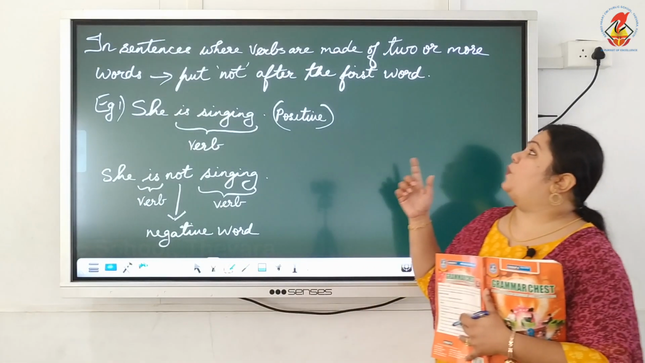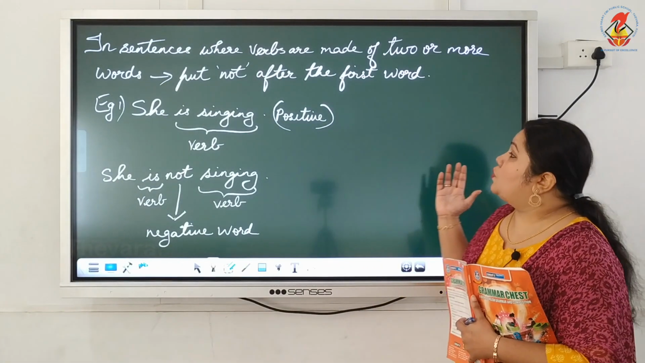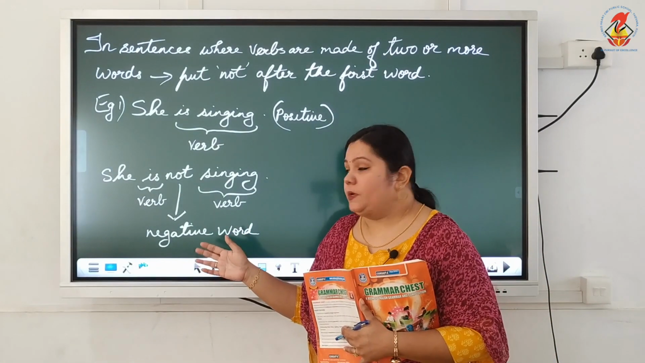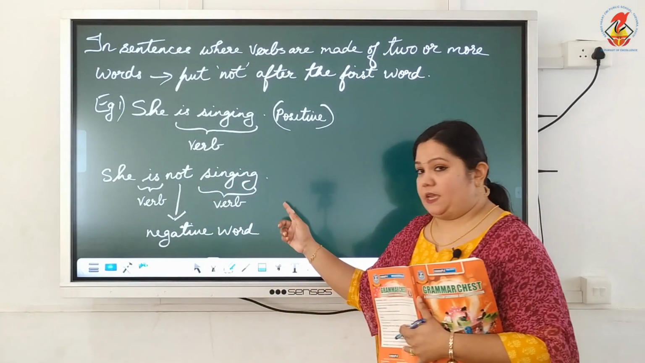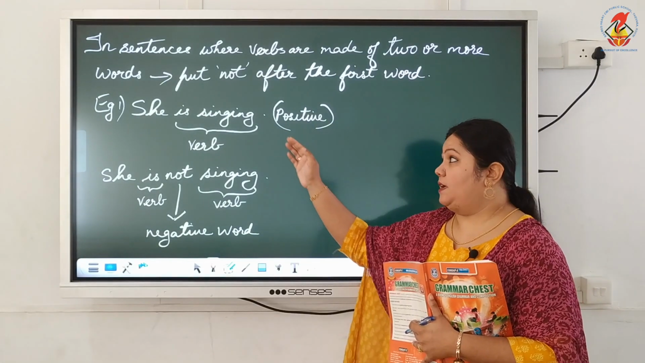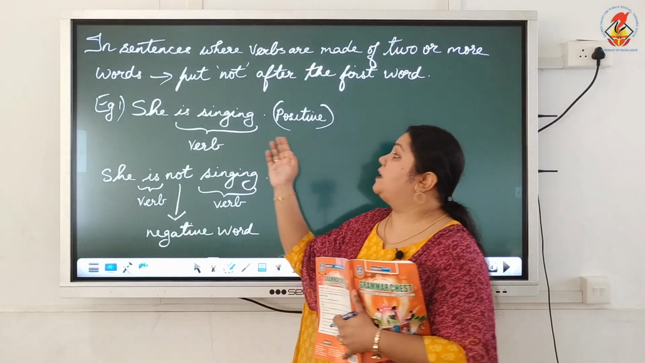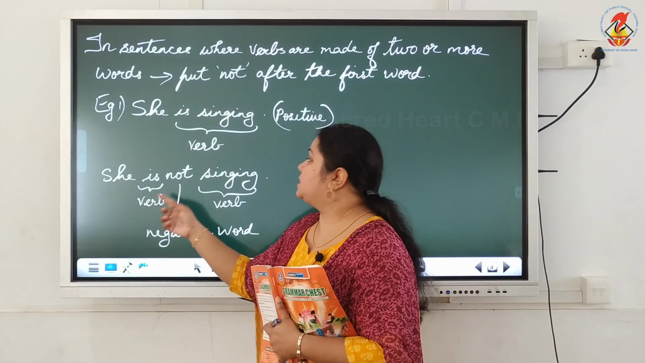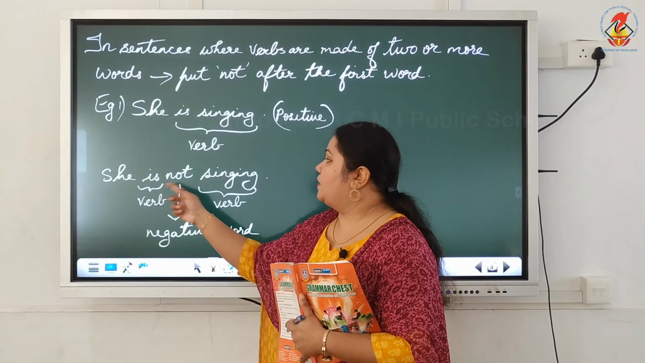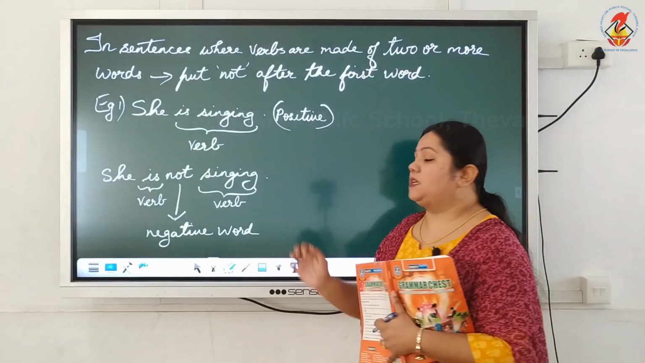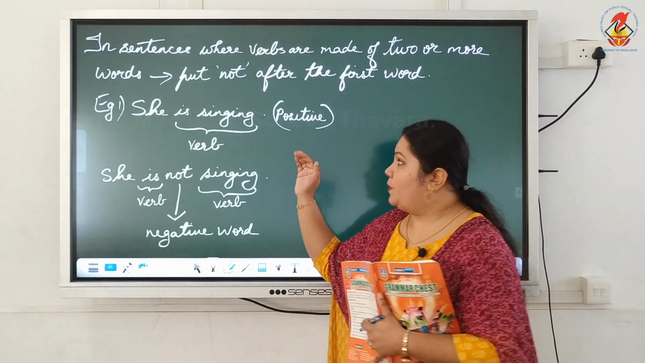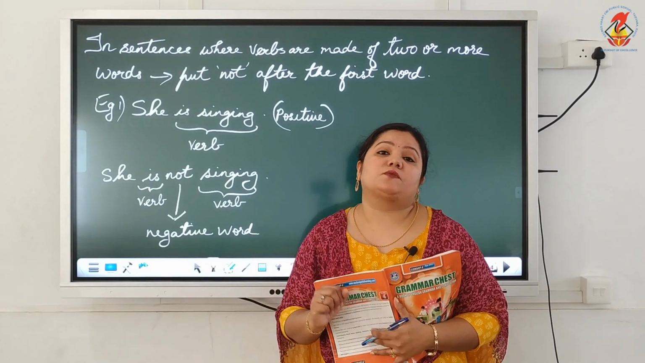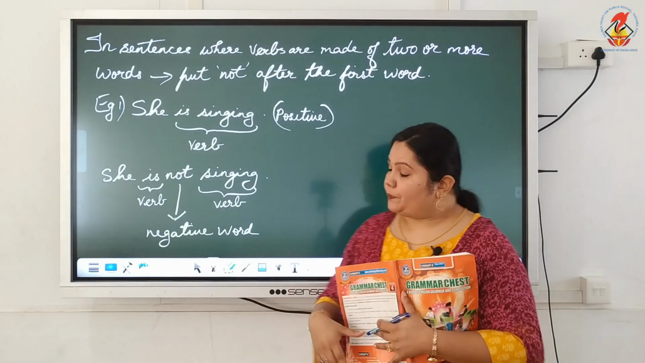So in sentences where verbs are made up of two or more words, we put not after the first word of the verb. So over here, "she is singing" is the positive sentence where "is singing" is taken as the verb together, and we change that into negative like this: she is not singing. So we add not soon after the verb "is", and the remaining part, singing, is also taken as a verb. So this is how we convert a positive sentence into a negative when two words form the verb.